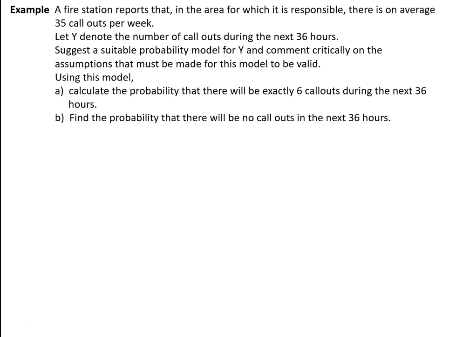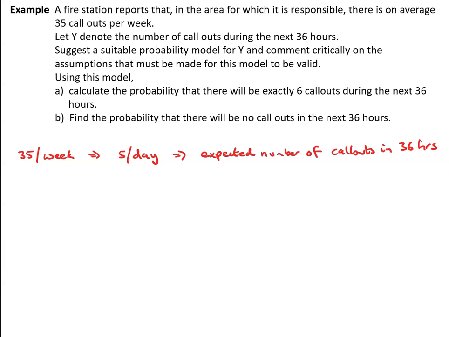Well, we've got 35 call-outs per week, which is the same thing as saying 5 per day. So in a period of 36 hours, we would expect 36 divided by 24, which is 1.5 days. So 5 times 1.5 is 7.5 call-outs. So the expected number of call-outs in 36 hours is 7.5. So we're going to model y by the Poisson distribution with lambda equals 7.5.